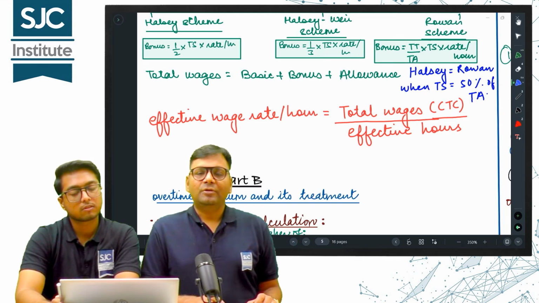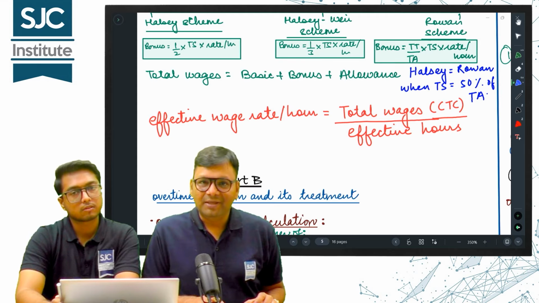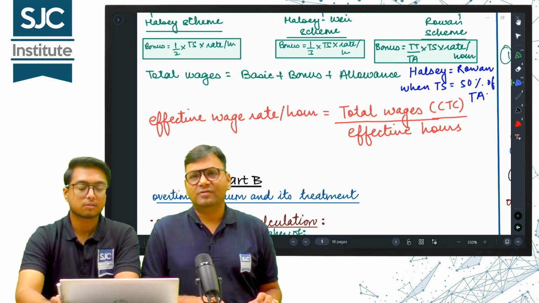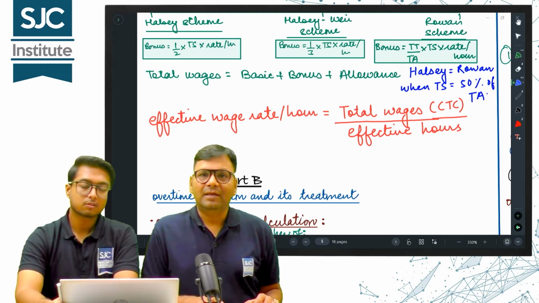At the end, you may be required to calculate effective wage rate per hour, and that is equal to total wages, which is the cost to the company, divided by effective hours worked. Effective hours worked means total available time minus idle time, if any.